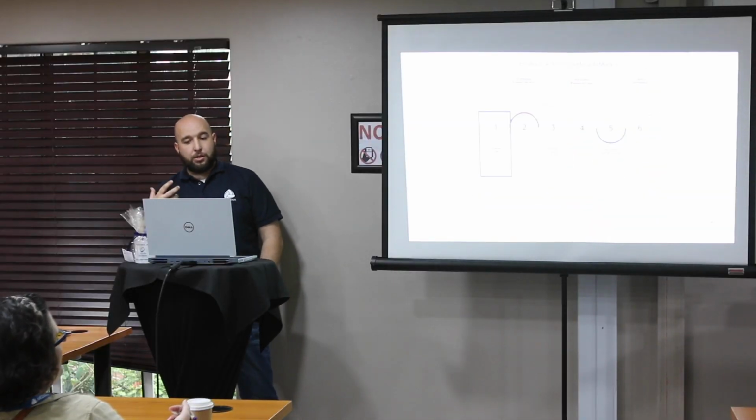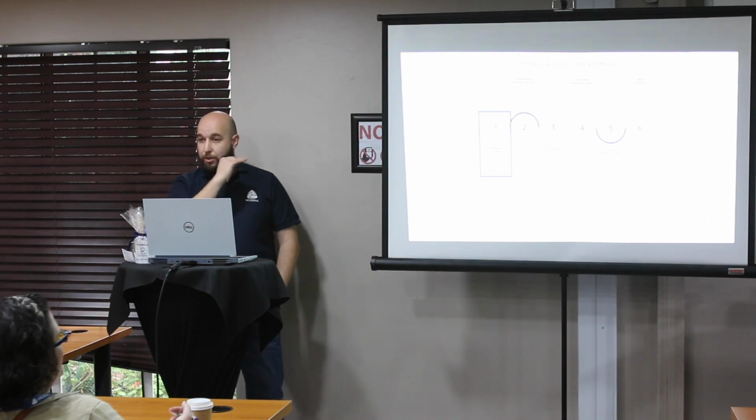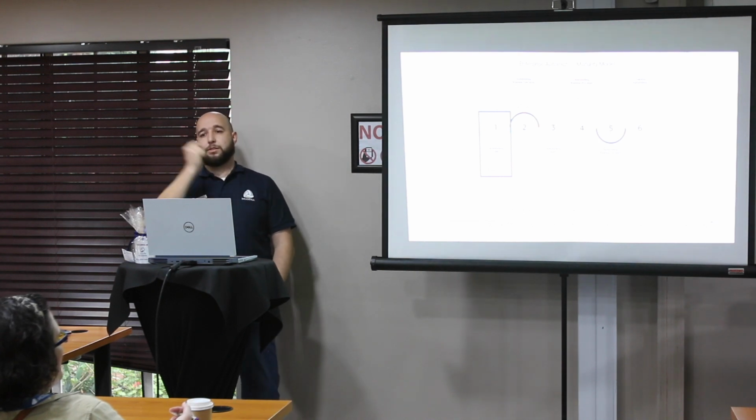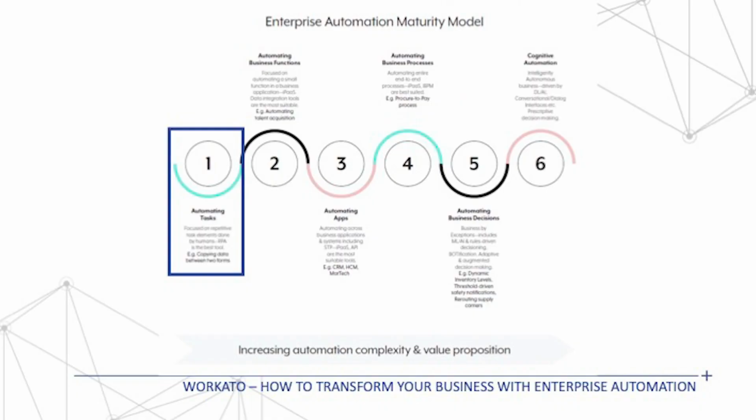So if you look at this also as a roadmap. First off, now we know there's a process. It's not just flip on and anything is automated. So Worker2 is one of those platforms that have this nice maturity model. And it basically starts at automating tasks. Then it moves on to business functions. So as you can see, it's a growing mindset.